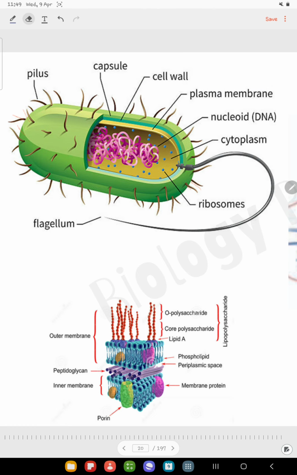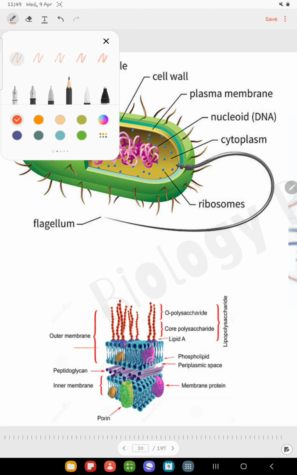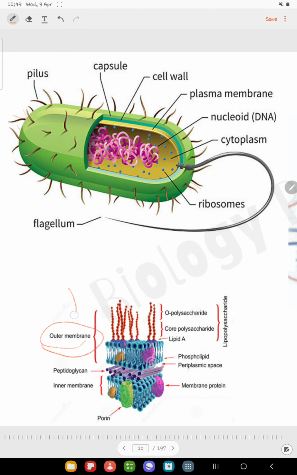After that, we have another extra structure, which is named the outer membrane. The outer membrane, you can find it only in gram-negative bacteria. We can't find it in gram-positive bacteria. And this outer membrane is an outer cover that surrounds the bacteria and helps to protect the bacteria against antibiotics.